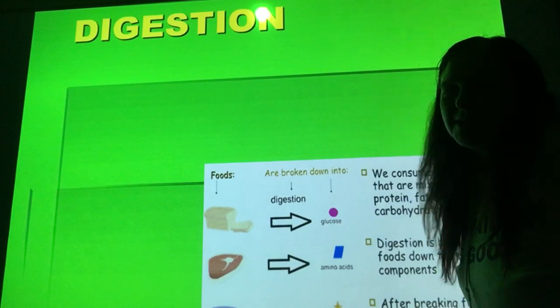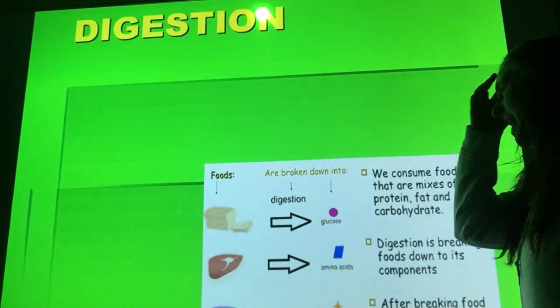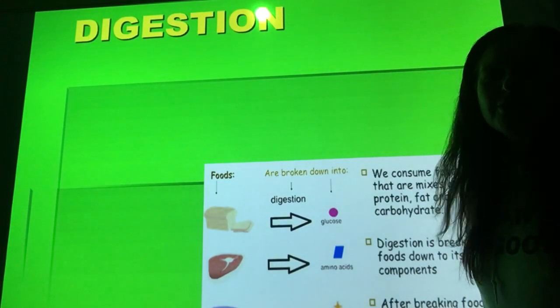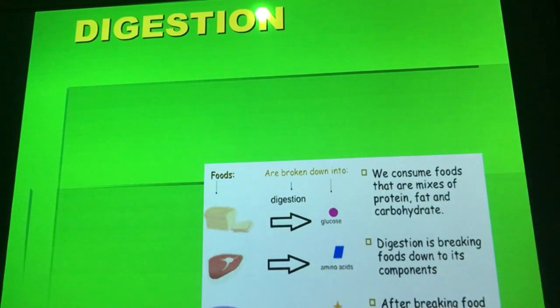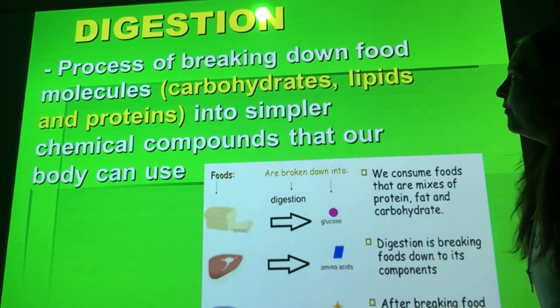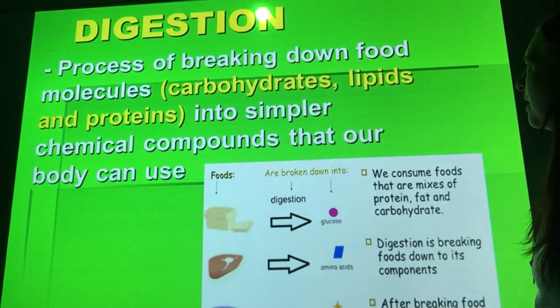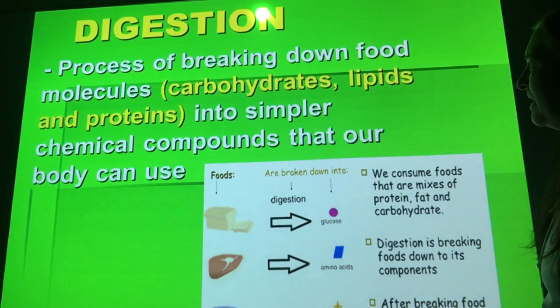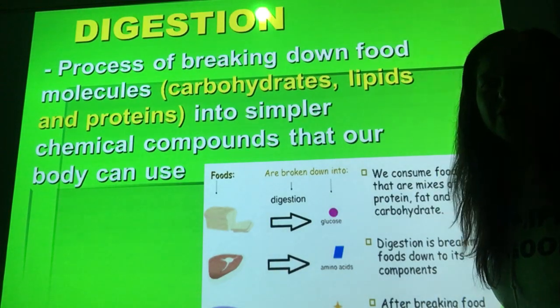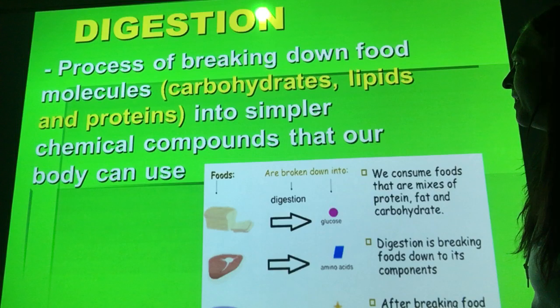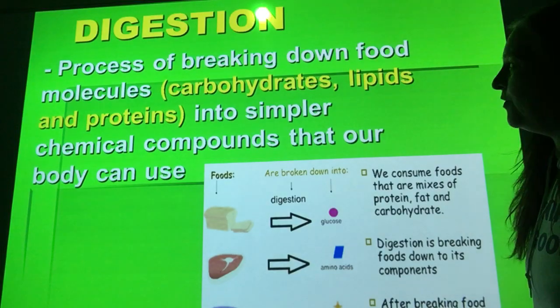So the first step when we eat, well, we talked about eating. When you eat, first you have to digest your food. Digestion is the process of breaking food down into simpler chemical compounds. Now there's different types of digestion we'll talk about right away. So what are the food molecules?